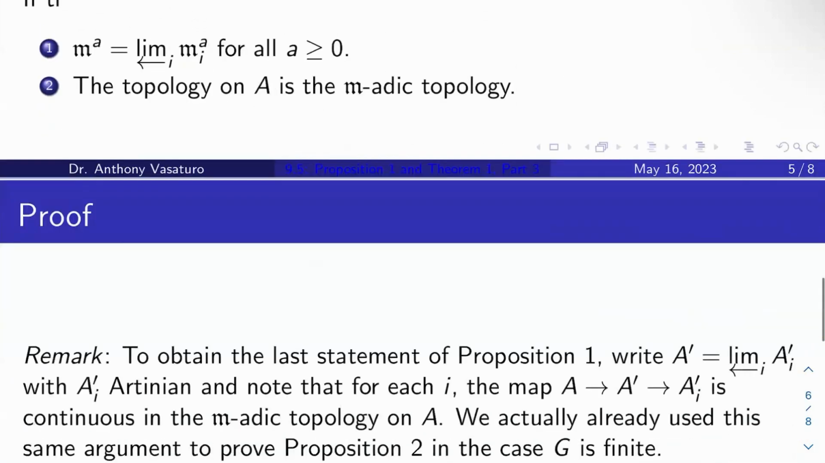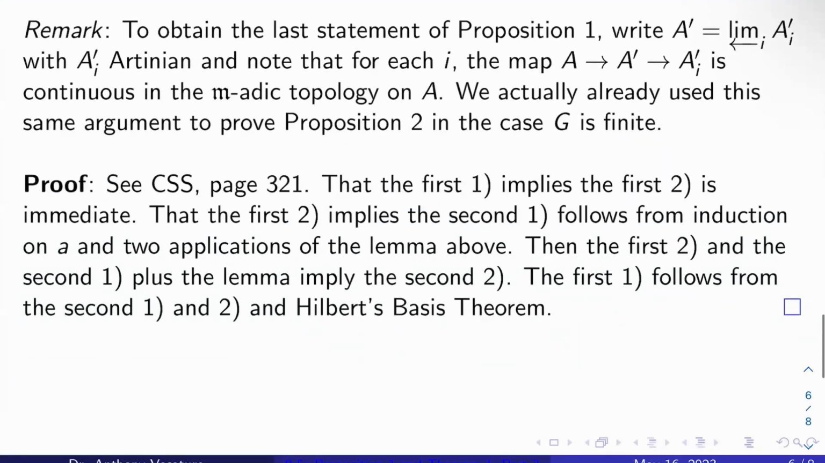Okay, let me say a little bit about that. If you want the last statement of proposition 1, for example, what you do is you write A' as the inverse limit over i of A'_i, where A'_i are Artinian. And we note that for each i, the map from A to A'_i is continuous in the m-adic topology on A by what we're given. Okay, and then the first part of proposition 1 literally directly follows from proposition 4. Okay, in fact, we've already used this same kind of argument. If you remember, back when we tried to prove proposition 2 of this chapter, in the case that our group G we were representing is finite. So this should be a kind of familiar argument to you.